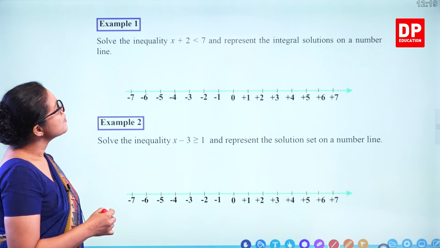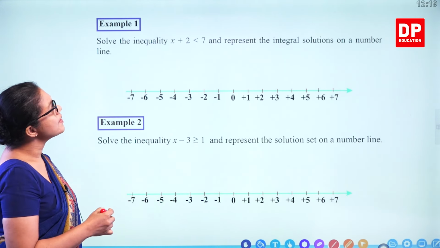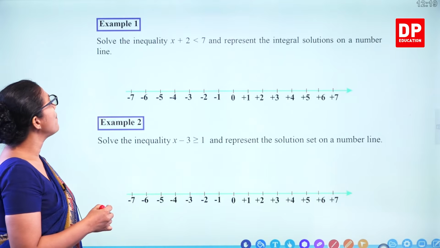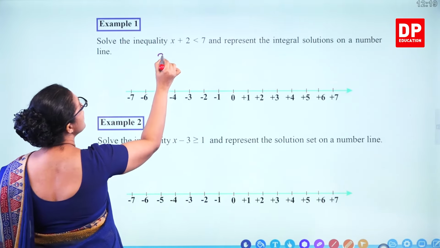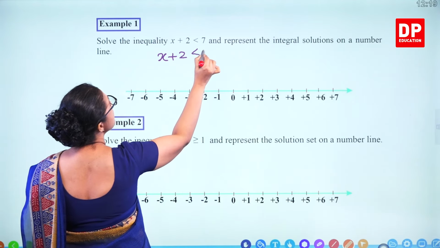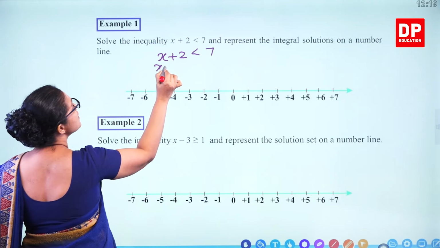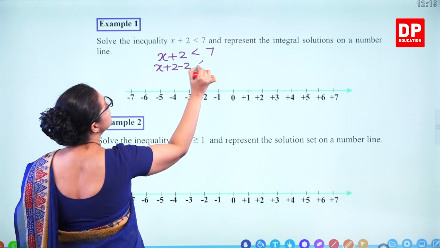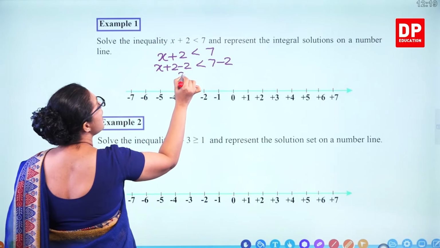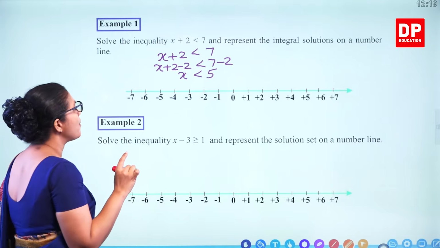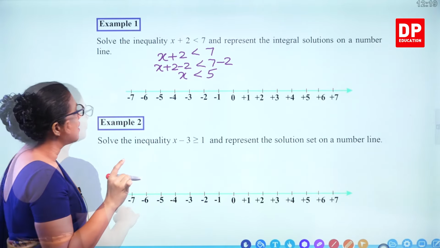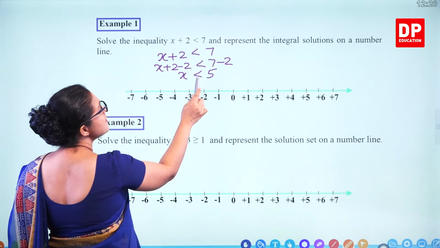Solve the inequality x plus 2 less than 7 and represent the integral solutions on a number line. So we have to first solve that. X plus 2 less than 7. Subtract 2 from both sides. You get x is less than 7 minus 2 is 5. So how do we represent that on a number line? In this one, x is less than 5.